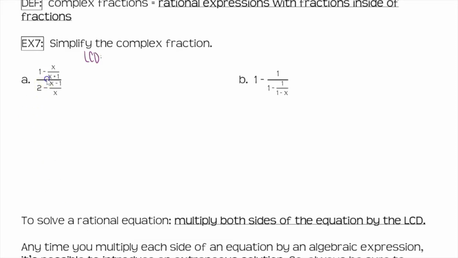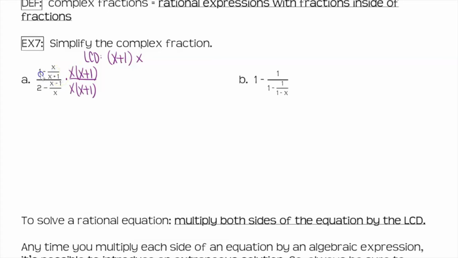In the numerator, we have a denominator of x plus 1, and in the denominator, we have a denominator of x. So both of those things need to be in our LCD. So what I'm going to do is multiply the top by x times x plus 1 and the bottom by both of those things. And I'm just multiplying by 1. Okay, nothing is actually changing. I'm just rewriting it. I'm simplifying.